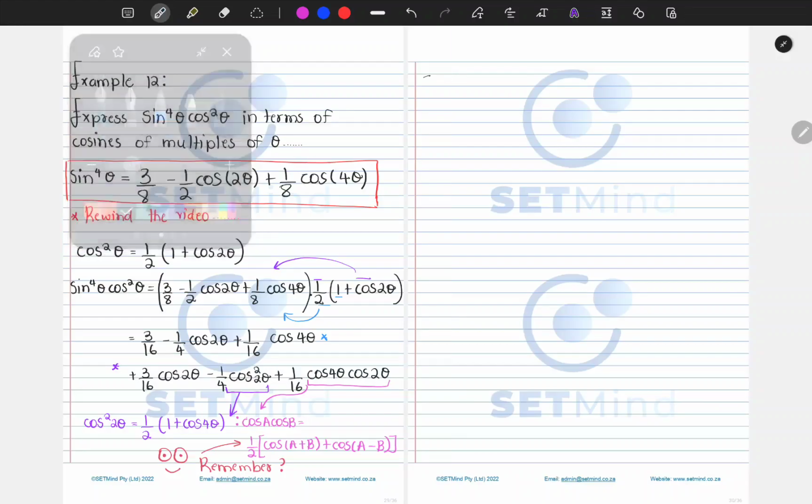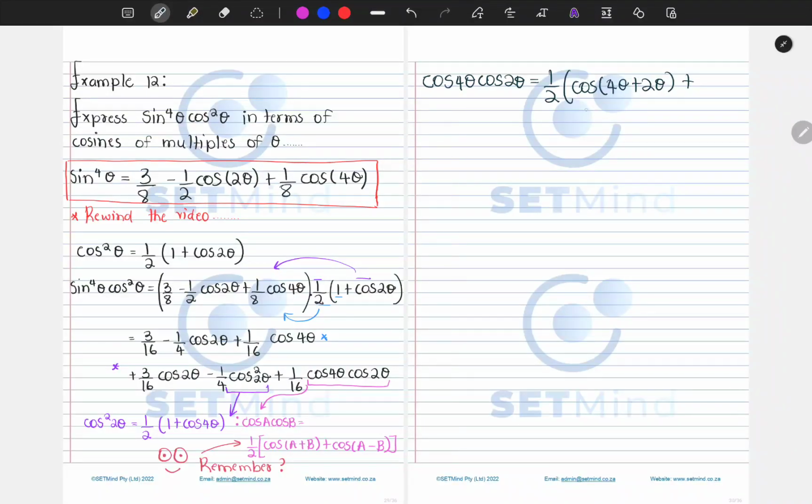So let's go and use it now. So we have cos of 4 theta multiplied by cos of 2 theta. So this means we'll have half of cos of 4 theta plus 2 theta plus cos of 4 theta minus 2 theta, like that. So this cos of 4 theta cos 2 theta will simply be half of cos of 6 theta plus half of cos of 2 theta. So I can go and put those there.